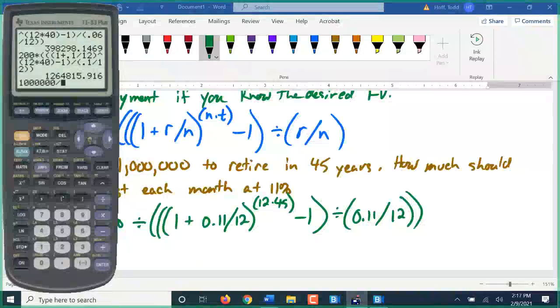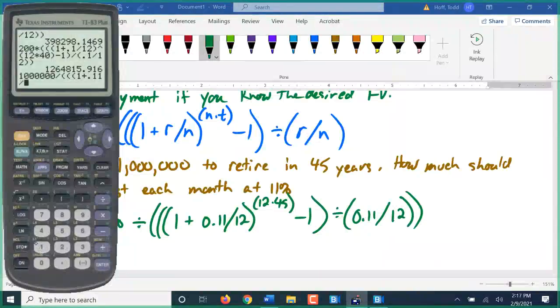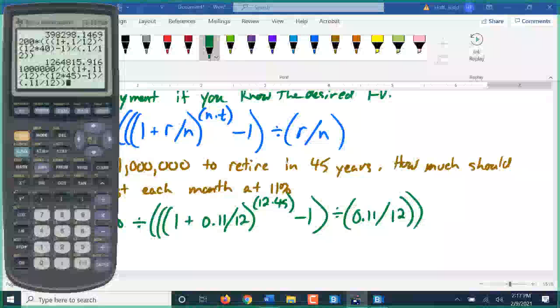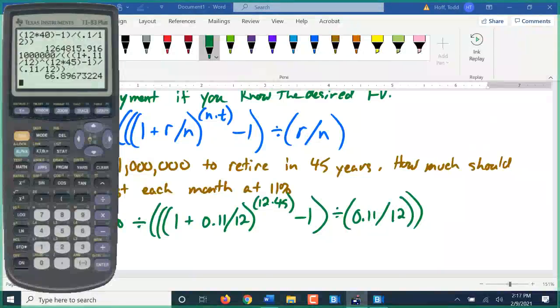That's 1 million. Divided by, we have 3 open parentheses. 1 plus 0.11 divided by 12. Close parentheses to the power of 12 times 45, close parentheses. Again, this is where in your calculator you might have to use the right arrow to get out of that elevated mode, that superscript mode for your exponent. Minus 1, close, divided by 0.11, divided by 12, close and close. Only need to save $66.90 a month.